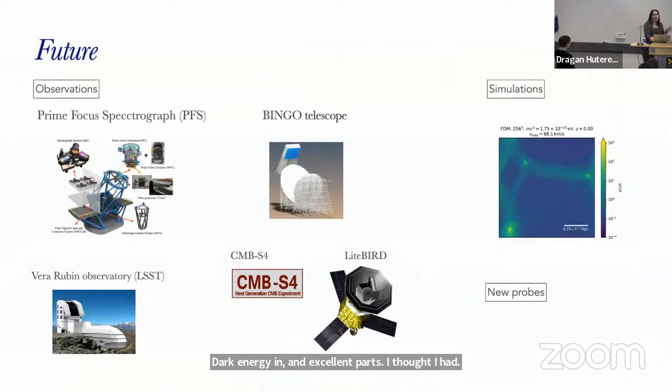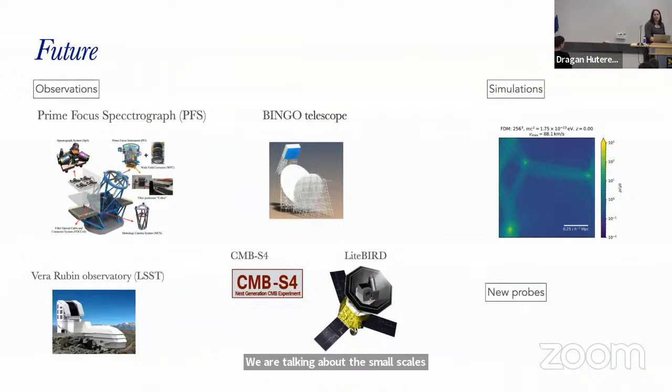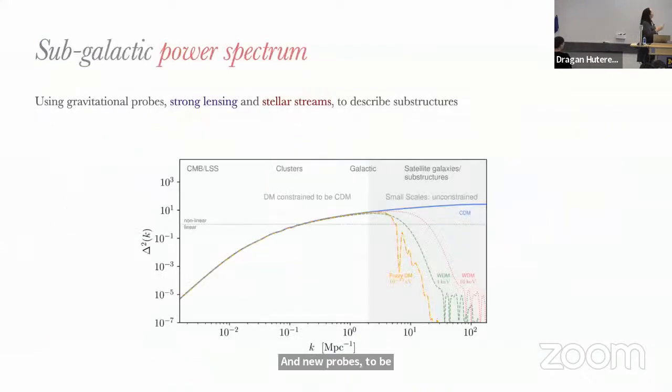Okay, so just to say, the future is amazing. We were talking about the small scales, and we're going to have a huge amount of data coming from the small scales in the near future. I love a plot that I saw in a conference showing that we are actually during a period that is quite calm. In 1 or 2 years, we're going to have a huge amount of data, and all of these pictures are going to be changing. So we need to really work on simulations and new probes to be able to work on dark matter. We also need to work on how to extend this power spectrum to small scales. We don't know how to model this well yet.